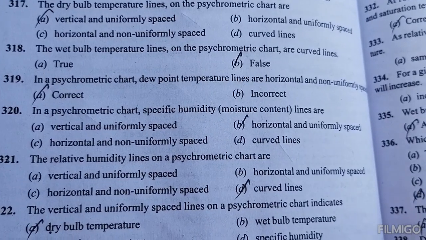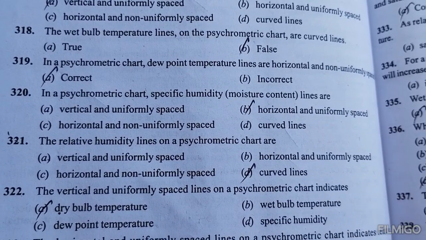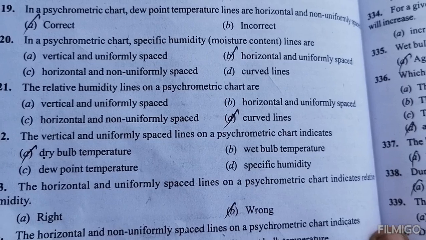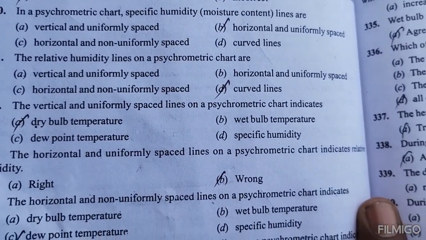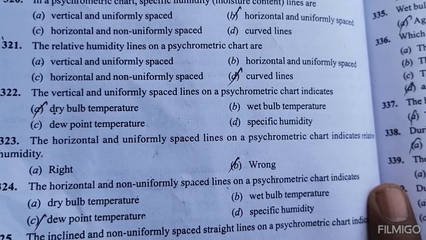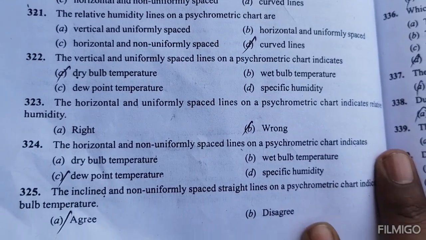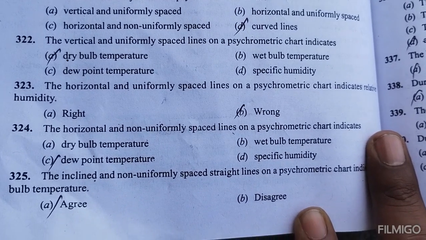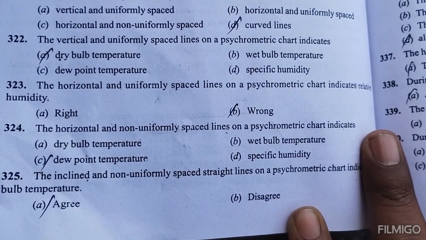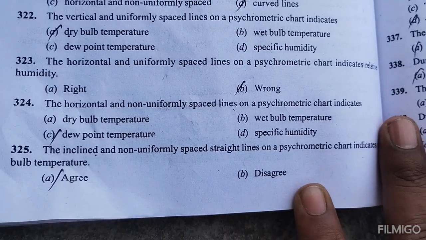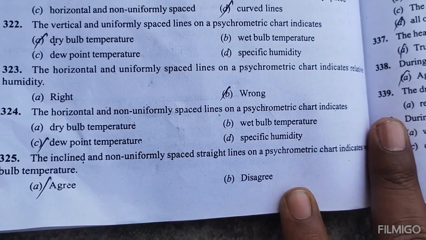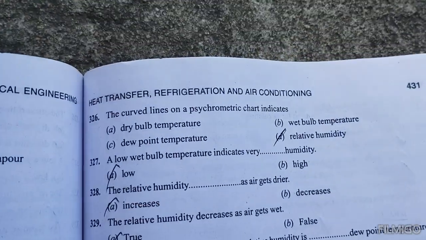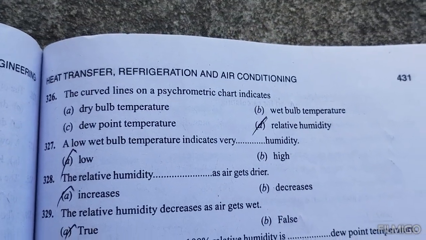On a psychrometric chart, the dew point temperature lines are horizontal and non-uniformly spaced: correct. The specific humidity or moisture content lines are horizontal and uniformly spaced. The relative humidity lines on the psychrometric chart are curved lines. The vertical and uniformly spaced lines on the psychrometric chart indicate dry bulb temperature. The horizontal and uniformly spaced lines indicate specific humidity. The horizontal and non-uniformly spaced lines indicate dew point temperature. The inclined and non-uniformly spaced straight lines indicate wet bulb temperature: agree. The curved lines indicate the relative humidity.